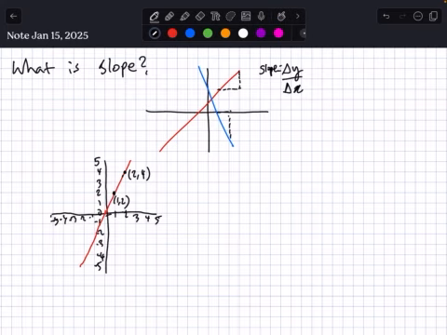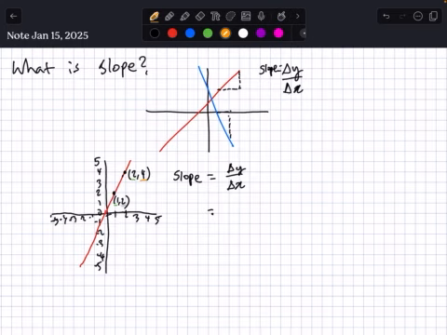Once you have your two points, the way you calculate slope, remember I said it was delta y over delta x, which will tell you how much y changes when you change x. Delta y is just going to be the difference between the two y's. Here we have our x values, and these are our y values. So delta y will be the difference in our y values.